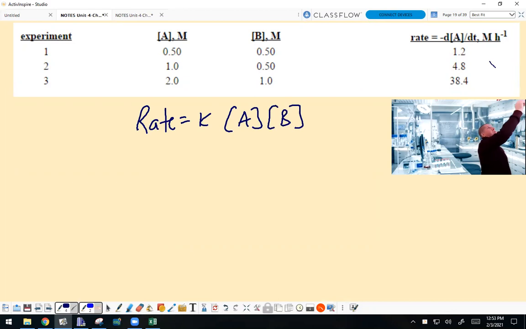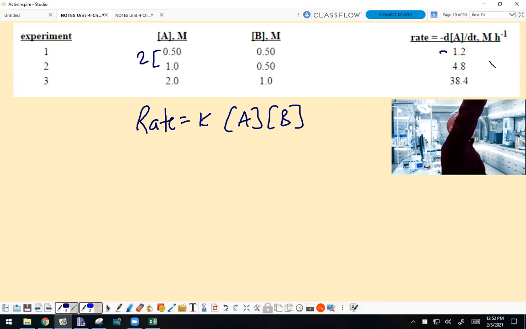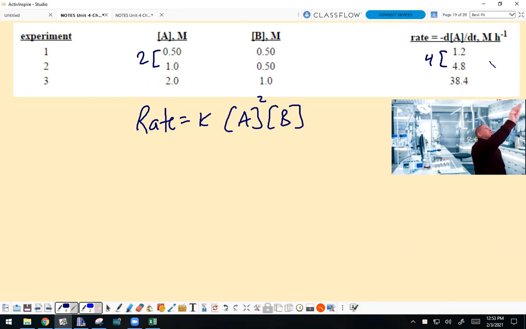I'm going to do A first because if I do trial or experiment 1 and 2, you can see it's going from 0.5 to 1. It's doubling. The rate is going from 1.2 to 4.8. It is going 4 times by a factor of 4. So 2 to what power gives you 4? A is squared. So now we know the exponent on A. So what we would normally do now is pick 2 experiments where A is not changing, but there aren't 2 experiments where A isn't changing, but that's okay.